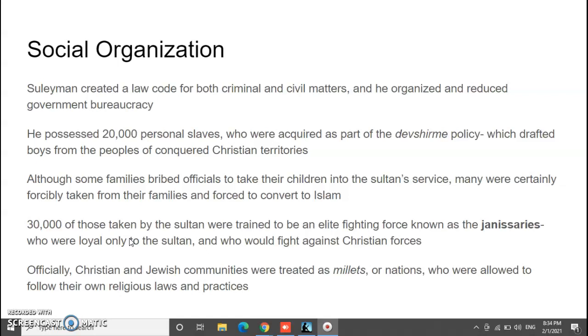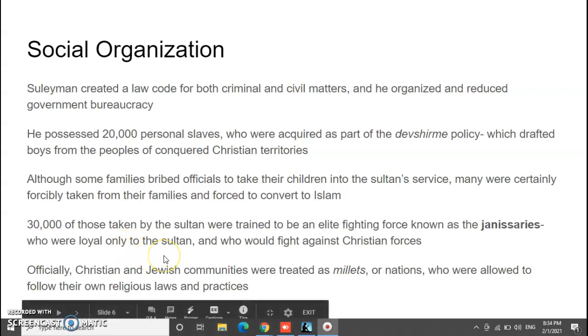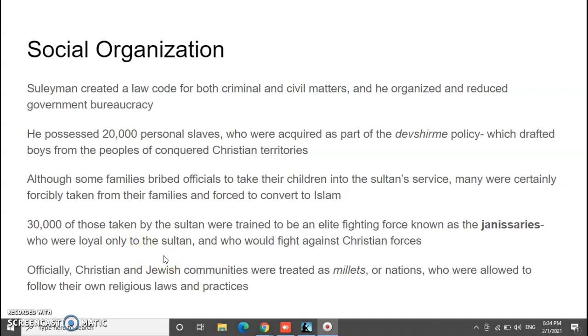30,000 of those taken by the Sultan were specifically trained to be this elite fighting force known as the Janissaries. So that's bolded, it's a term you ought to remember. The Janissaries were loyal only to the Sultan, and they would actually fight against Christian forces. So it's a double whammy: they're not only defeated and forced into service, now they have to go and fight against Christian forces. And they pretty well remained loyal to him. I don't know if they were brainwashed or whatever you want to say, but they definitely did conquer for the Sultan.